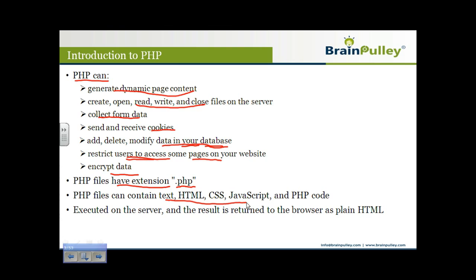It will be a normal text file, an HTML file, with its own CSS and JavaScript, and along with that there will be PHP code. Finally it will be executed on the server. The result will be returned to the browser as plain HTML. So while we will be writing an entire HTML page with the extension .php, we'll have our own PHP code inside it, which will run on the server. But ultimately when the user sees it, he won't be able to see the code. He will see only the result, and the result will be plain HTML.